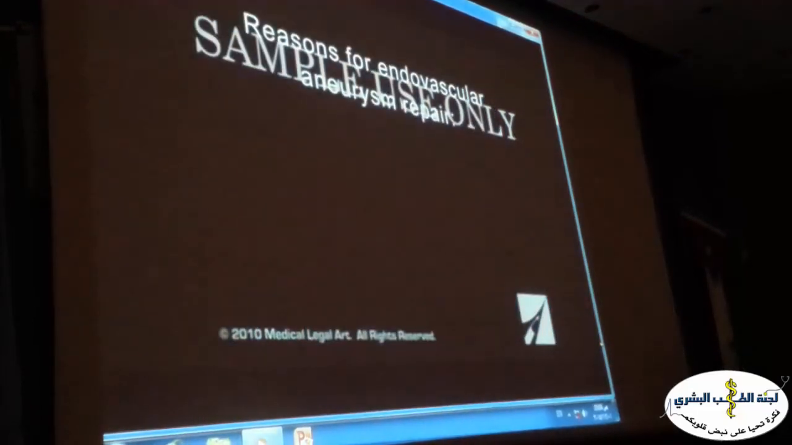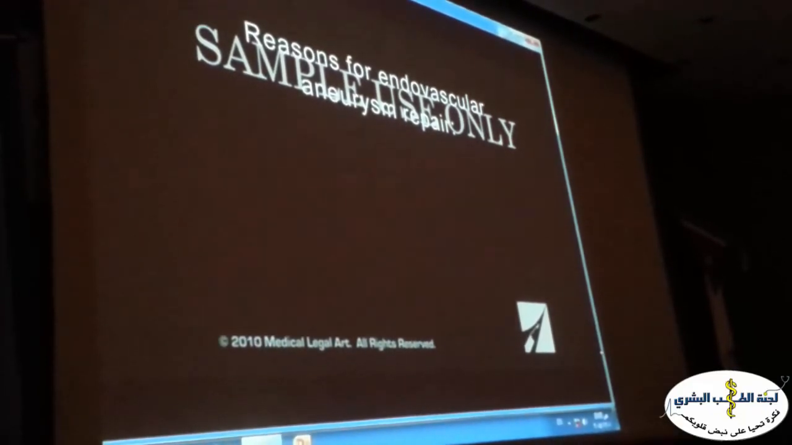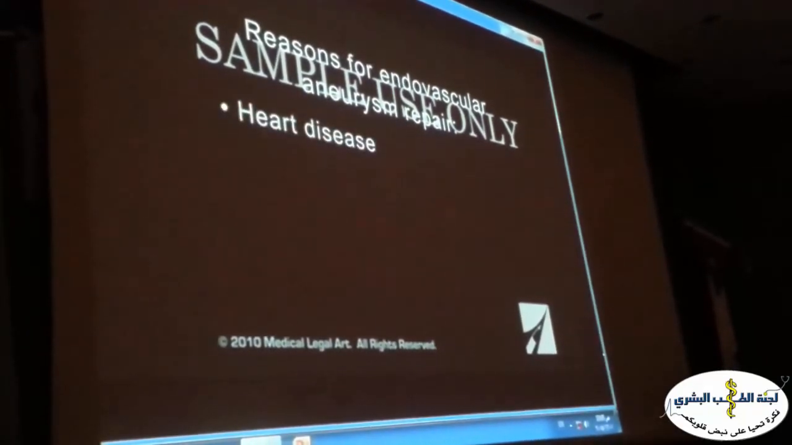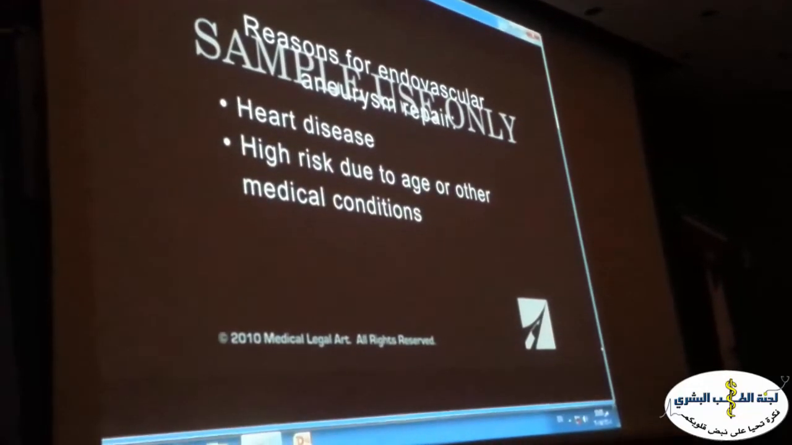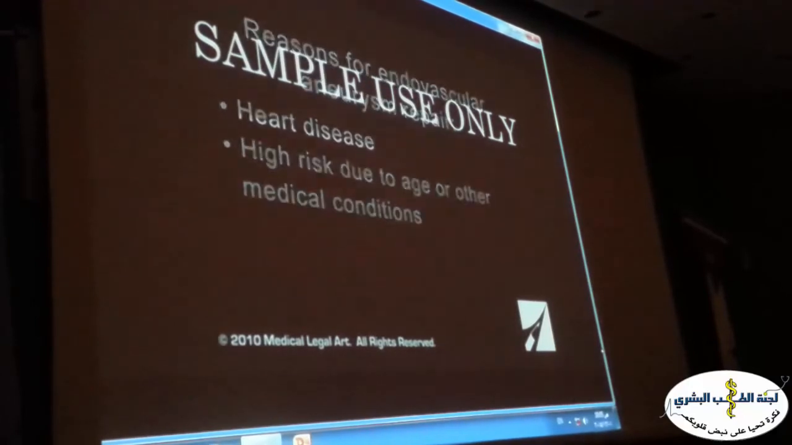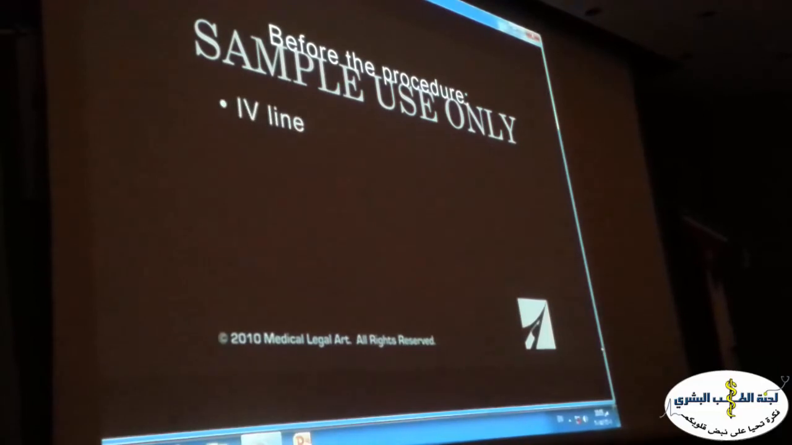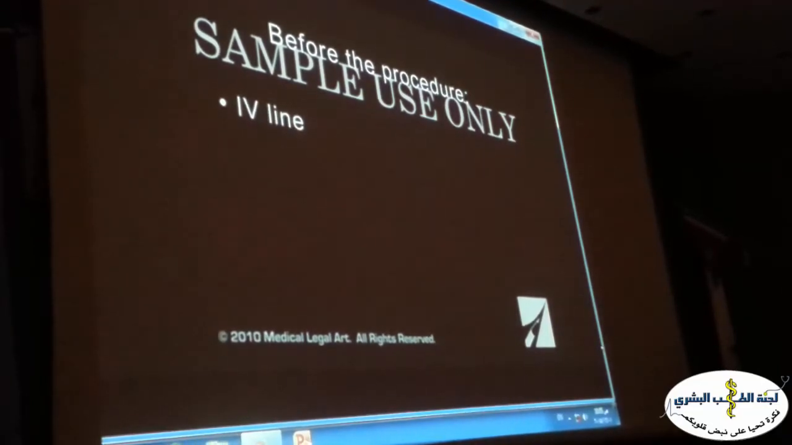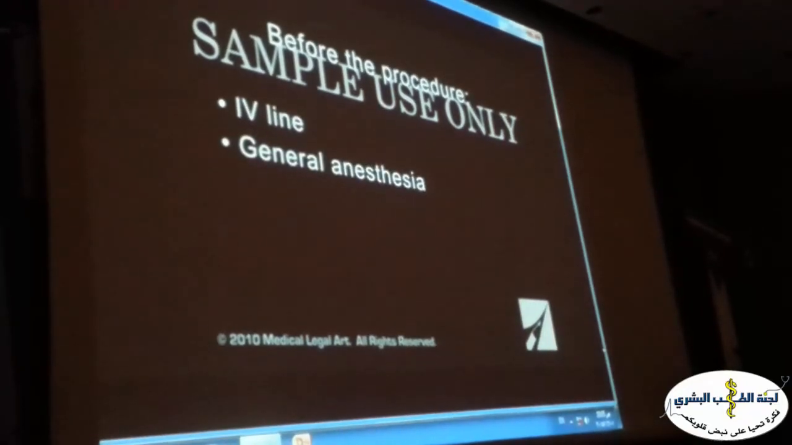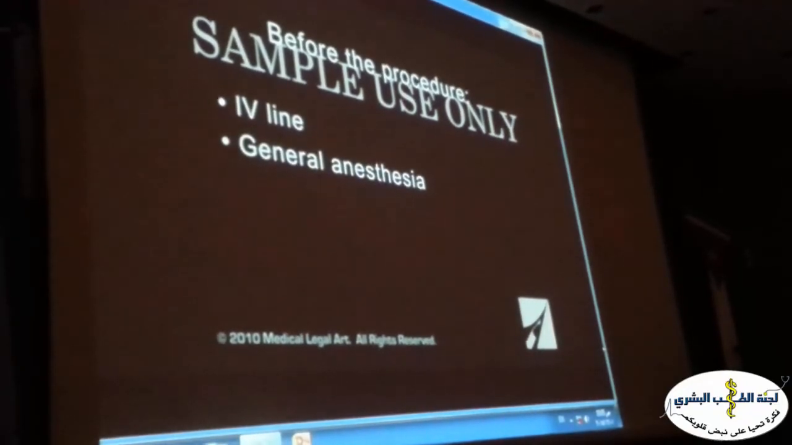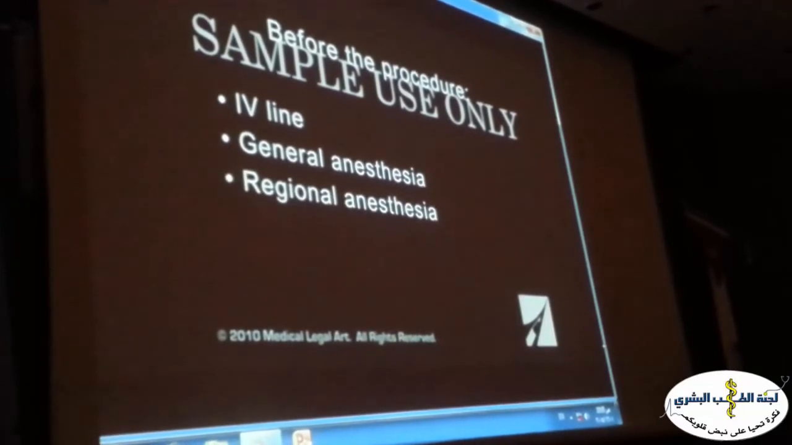Your surgeon will perform endovascular aneurysm repair, a newer, minimally invasive procedure, if you have severe heart disease or are at increased surgical risk due to age or other medical conditions. Before the endovascular procedure, as with the open procedure, an IV line will be started to provide you with fluids and antibiotics. You may receive general anesthesia, or you may receive a sedative and an epidural or regional anesthesia to numb only the lower half of your body.